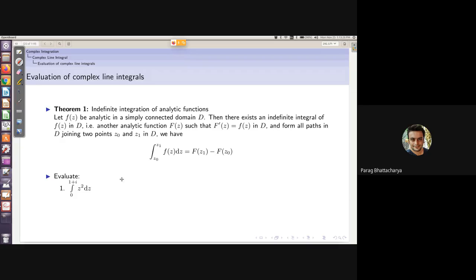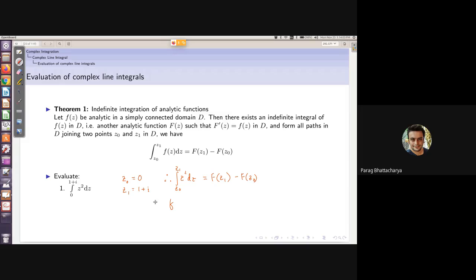In this case, what is z naught? Z naught is 0. And z1 is 1 plus i. So I need to find the integration from z naught to z1 of z square dz. According to this theorem, this is equal to the value of the function at z1 minus the value of the function at z0. Now if you can find this capital F, the problem is solved.